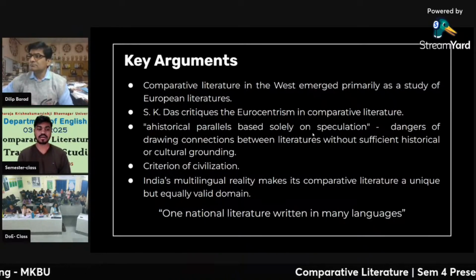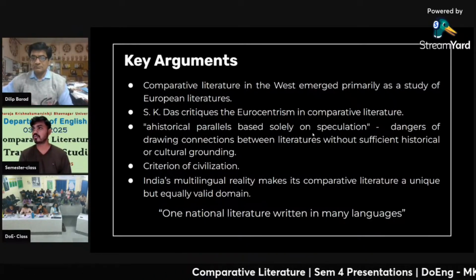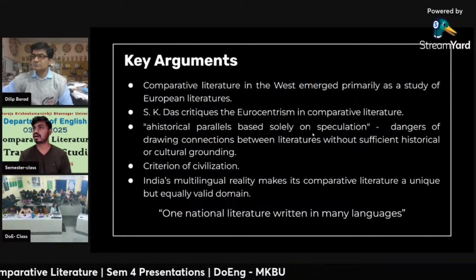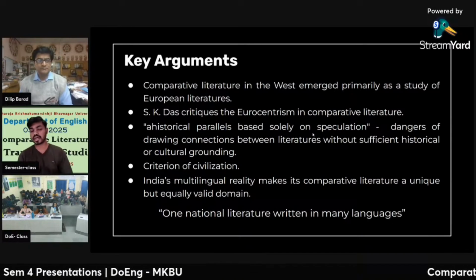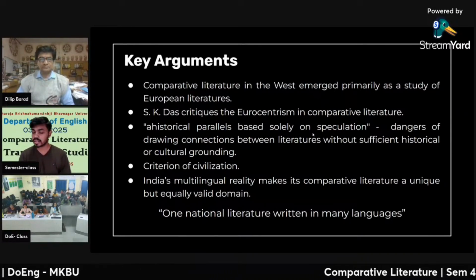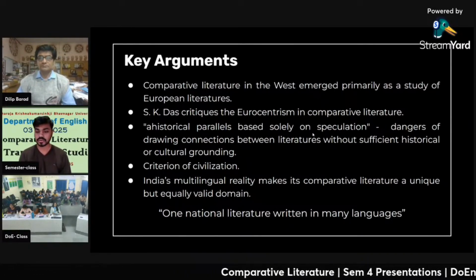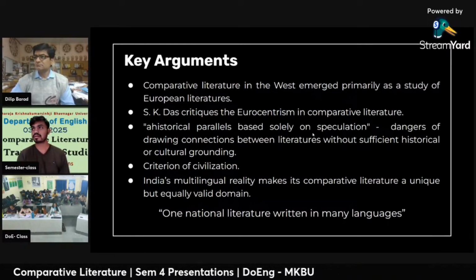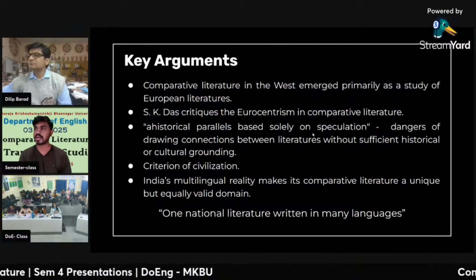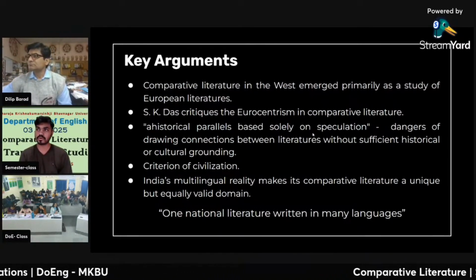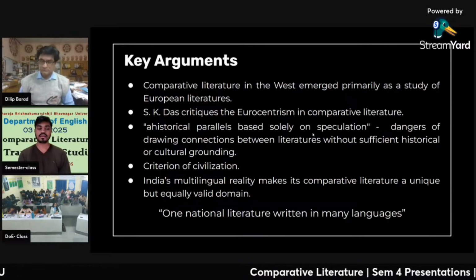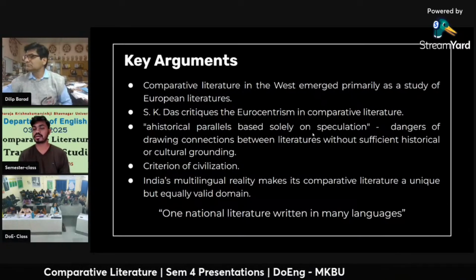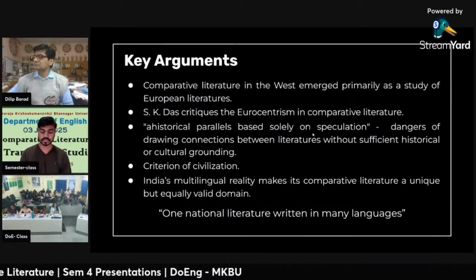That is the thing. And if we talk about comparative Western literature, then we can say that it is a study of two texts that belong to the same nation. And if we see comparative Indian literature, then one may argue that it is one national literature written in many languages. Also, S.K. Das says that comparative Indian literature is as valid as comparative Western literature, and we do not have to worry about that. India's multilingual reality makes its comparative literature a unique and valid domain, similar to comparative Western literature.